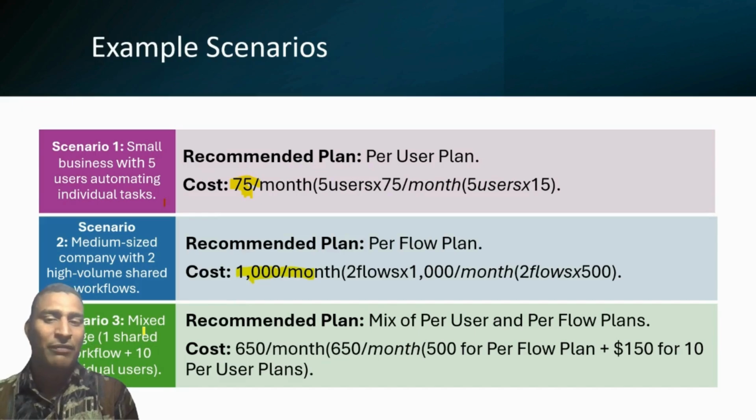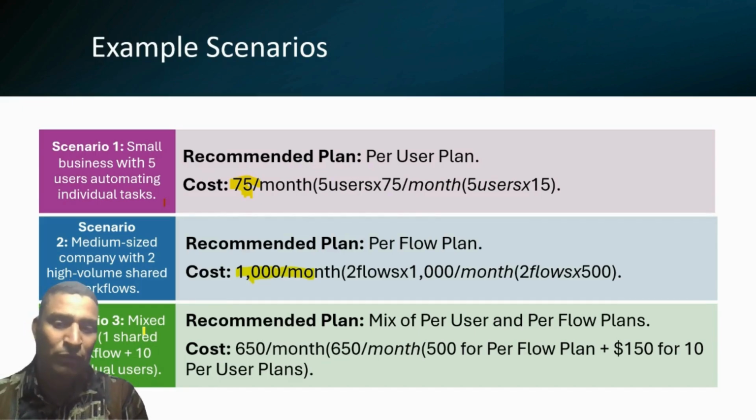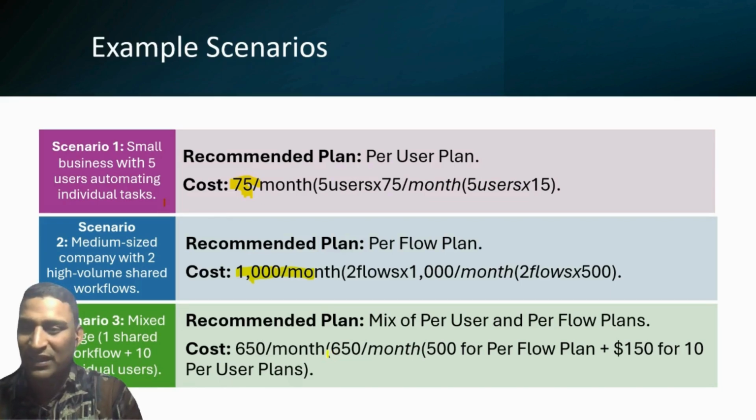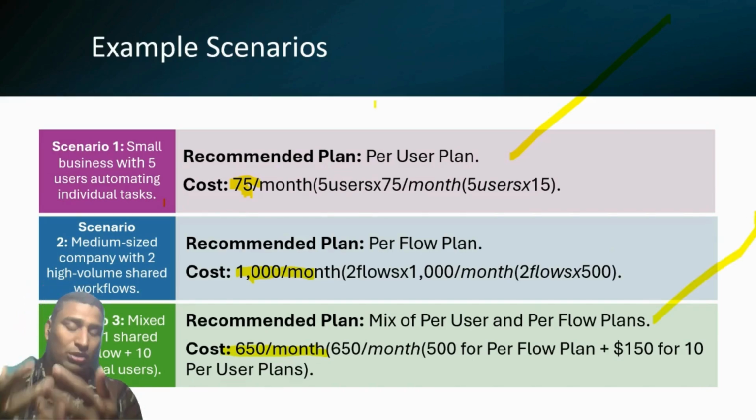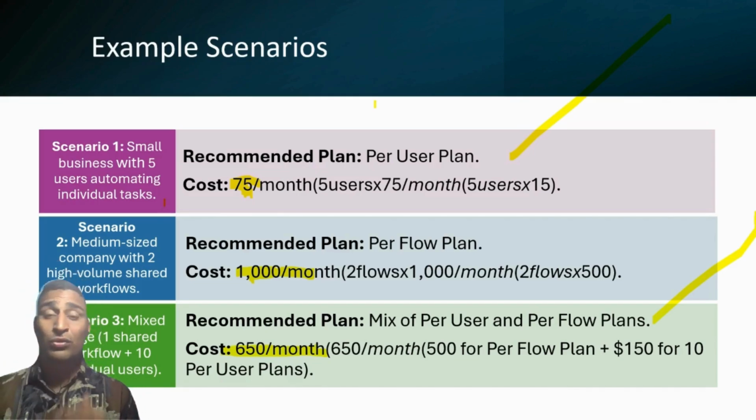For example, you can use one shared workflow plus 10 individual users. For the workflow, you can take the 500 per flow plan, and again 10 users at 15 each, which costs around 150. So the total is 750 per month. You can take this mixed usage plan, and this is also very helpful. Most organizations take the recommended per user plan if they are small, and second, this mixed plan. So in your case, whichever example scenario is suitable to you, you can take that one.